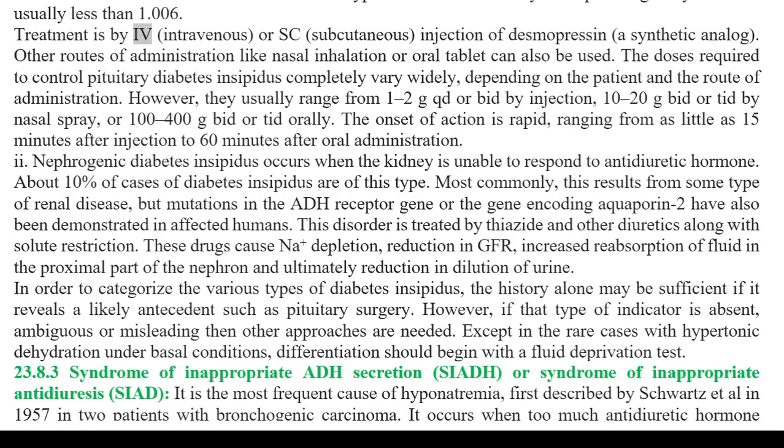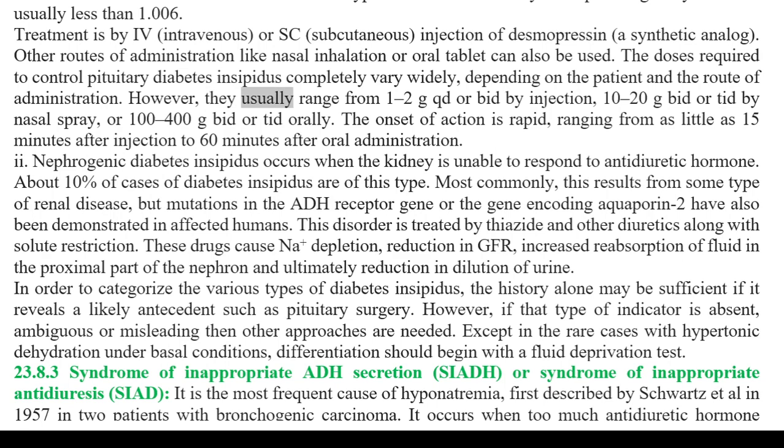Treatment is by IV, intravenous, or SC, subcutaneous, injection of desmopressin, a synthetic analog. Other routes of administration like nasal inhalation or oral tablet can also be used. The doses required to control pituitary diabetes insipidus completely vary widely, depending on the patient and the route of administration.